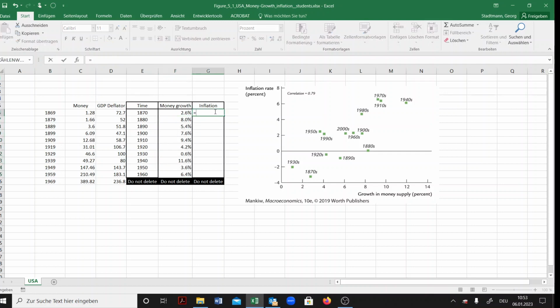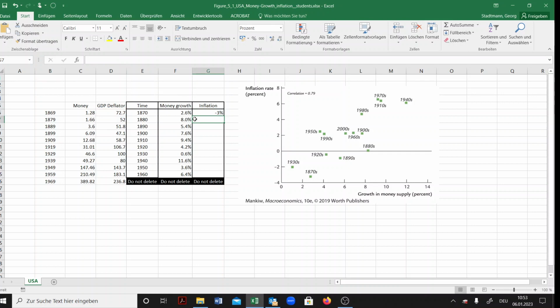Now the same for the inflation rate. So in brackets, D7 divided by D6, and then I have to take it to the power of, in brackets, 1 over 10, and I'm subtracting 1 afterwards. So the formula is equal to, in brackets, D7 over D6 to the power of, in brackets, 1 over 10, and I subtract the 1.